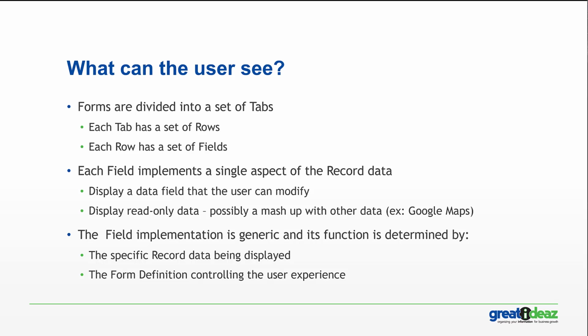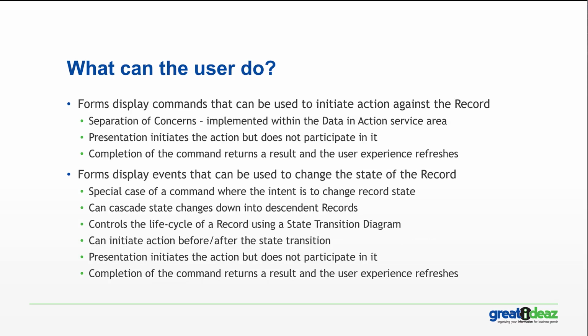Now, these Blazor components are completely open-ended. You can mash them up with other data. So for example, I could have an address component that does an integration with Google Maps. So there's no limitation on what you can put in a field and the complexity of the information that you can encapsulate within the record XML element that will be rendered by that field. And every single field implementation essentially is completely generic, and its function is totally limited by the record data we want to display right now and the form definition that will control that user experience. So that's what the user can see.